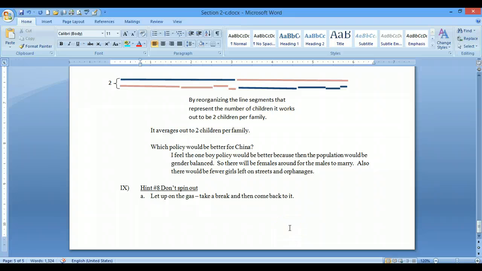Number 8, don't spin out. Let up on the gas and take a break, and then come back to it. In many cases, in my own math classes, sometimes I would study until I couldn't anymore, take a break and go to bed, and by morning, you could figure it out. So make sure that you allow yourself that time.